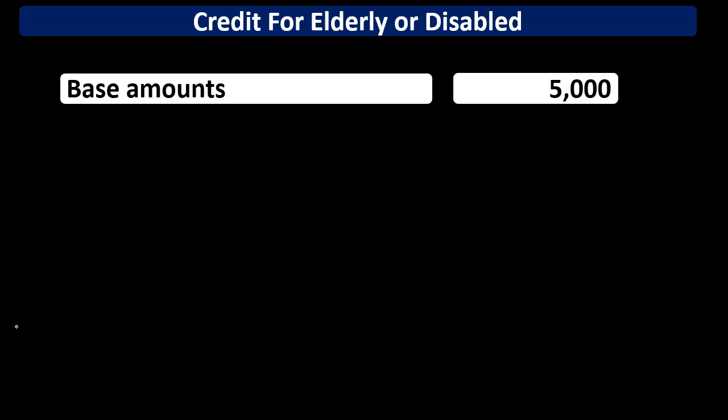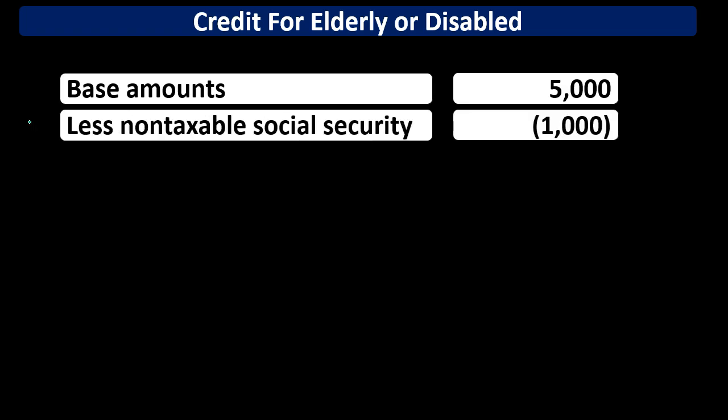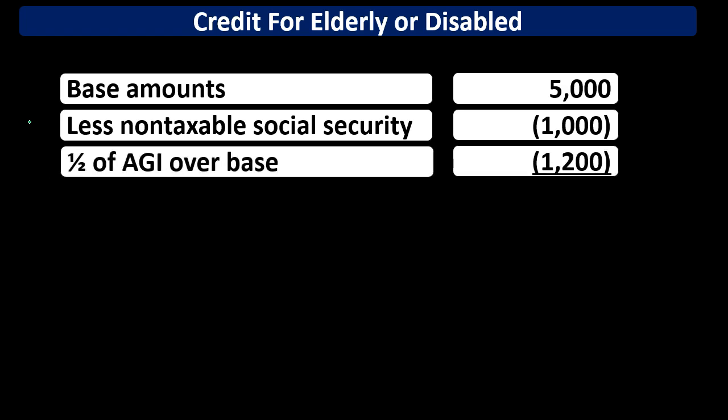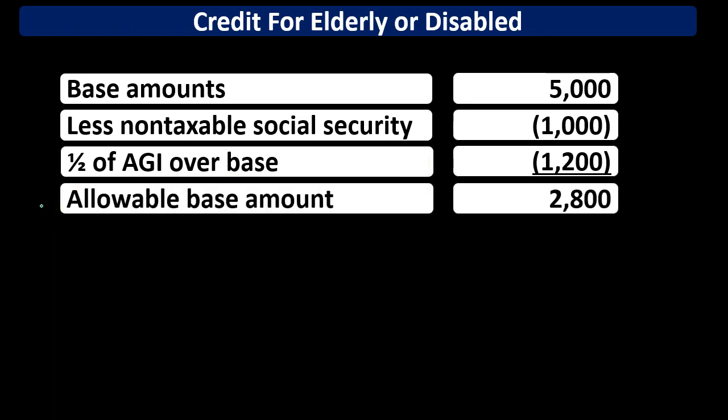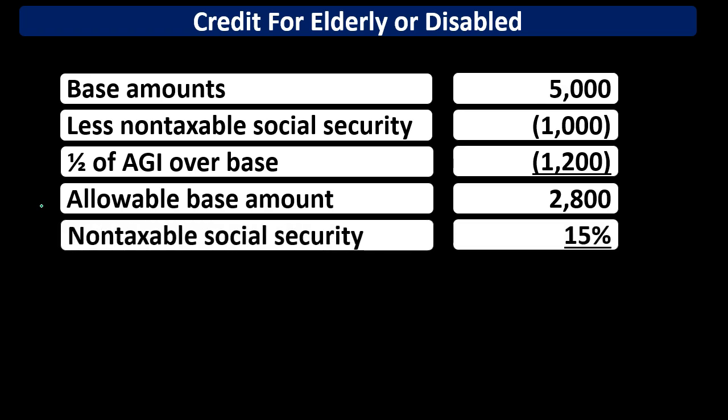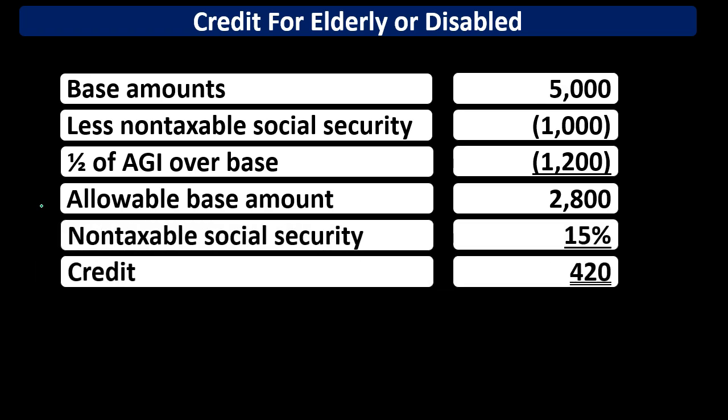So you can think of it something like this. This base amount starts off pretty high, and you can say, well, that's a big credit. But then, of course, we have to reduce it by the non-taxable Social Security, which could be significant. And so we got to reduce it by the amount of Social Security we got that we didn't pay taxes for. And then we got to reduce it by 1/2 of the AGI over the base amounts that we took a look at. And that'll give us some amount here that we're just kind of giving an example of numbers that we would reduce by. Then that's going to be the allowable base amount. Once we have the allowable base amount, we would multiply that by the 15%, and that'll give us the credit.